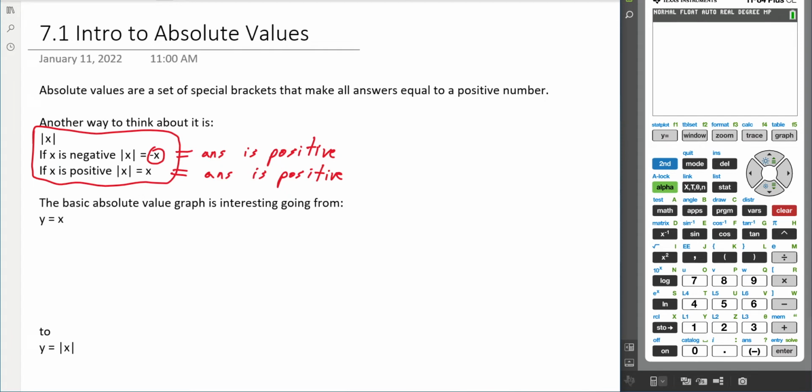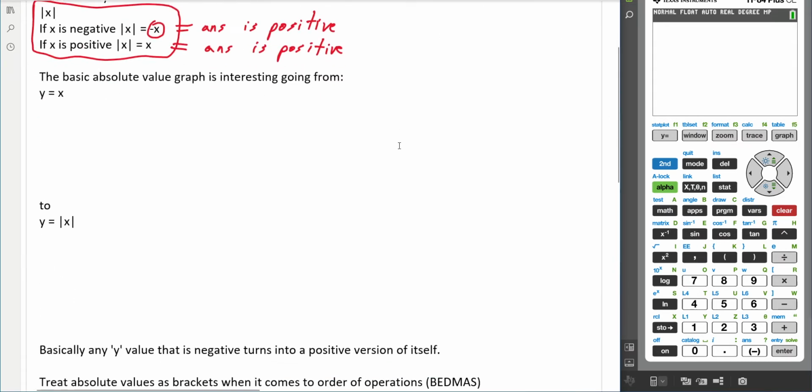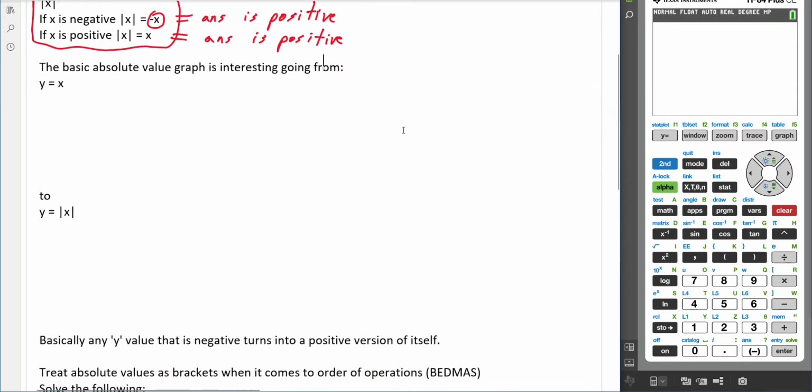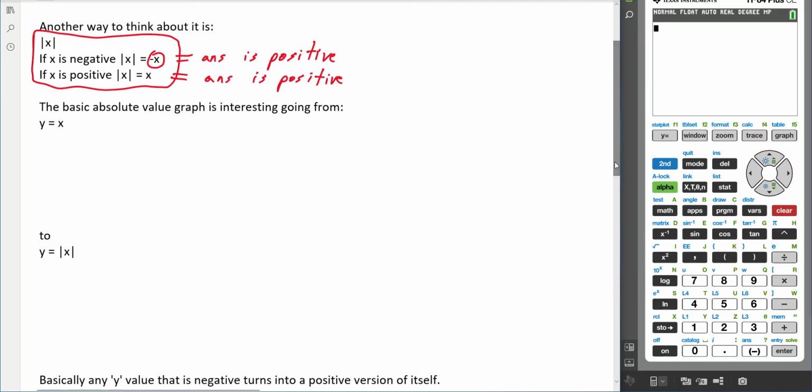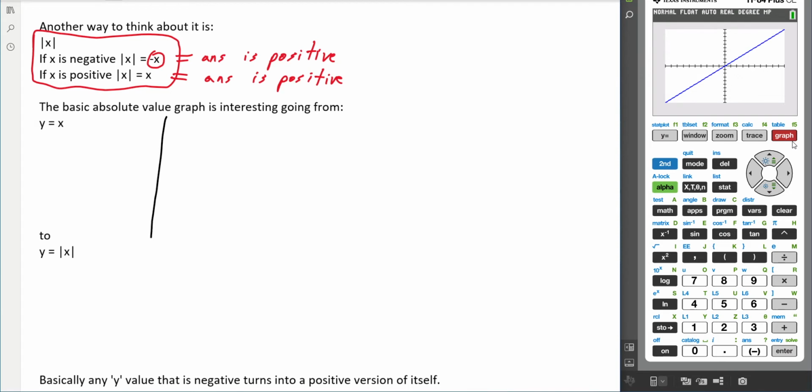So the basic absolute value graph is interesting, going from y equals x. Let me just give it a little bit more room. There you go. The basic function is y equals x. So we just put that in. So if we graph that, this is what it would look like. Let's make it a different color. Let's do blue.